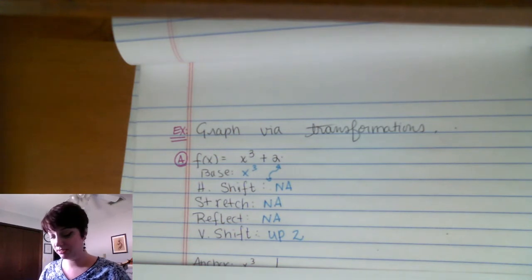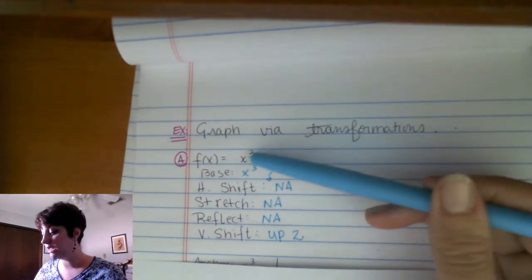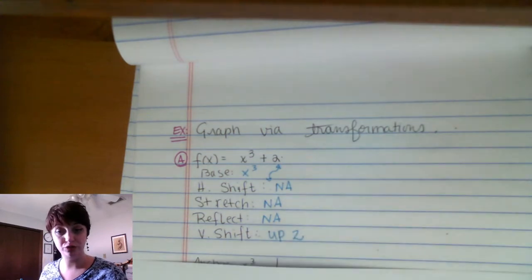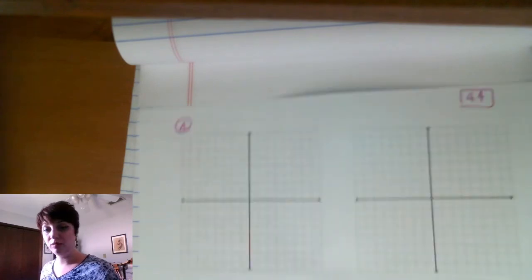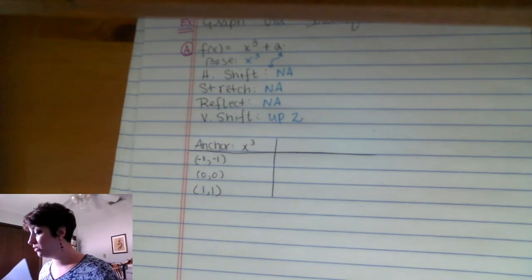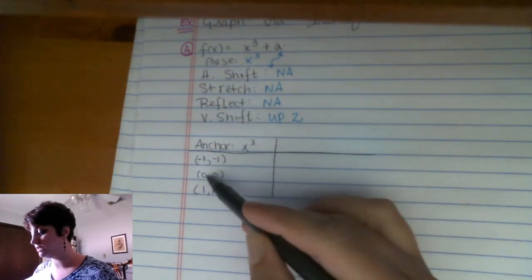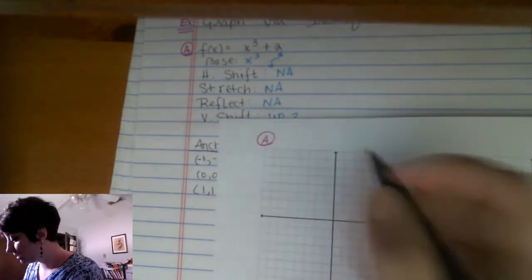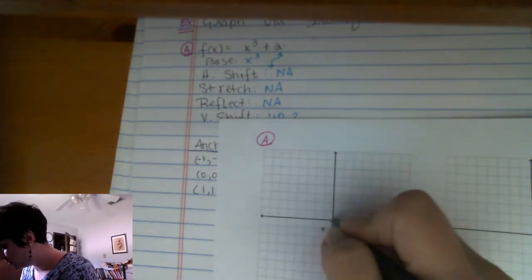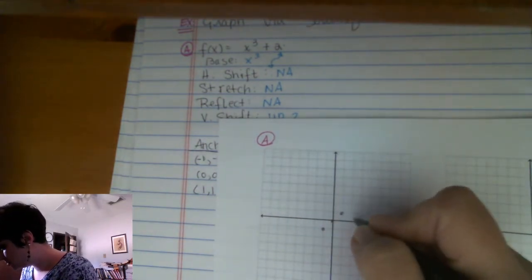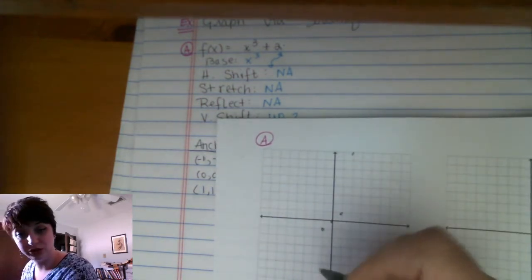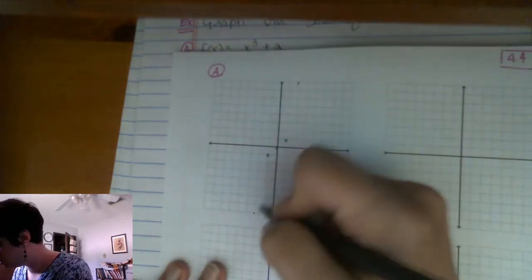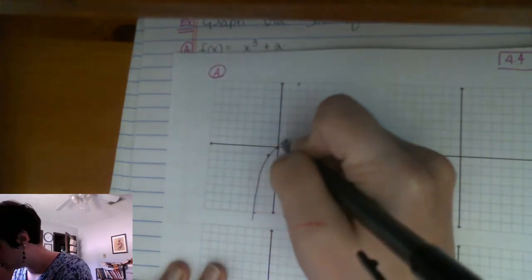So all this is an x cubed that's been moved up 2. On my graph, I would start with my anchor points. I wrote these down here, anchor. The anchor points of my x cubed are -1, -1, 0, 0, and 1, 1. I'm going to put them in black. And just because I can, I'm going to put a couple extra points just to make this look a little better. Whoops.